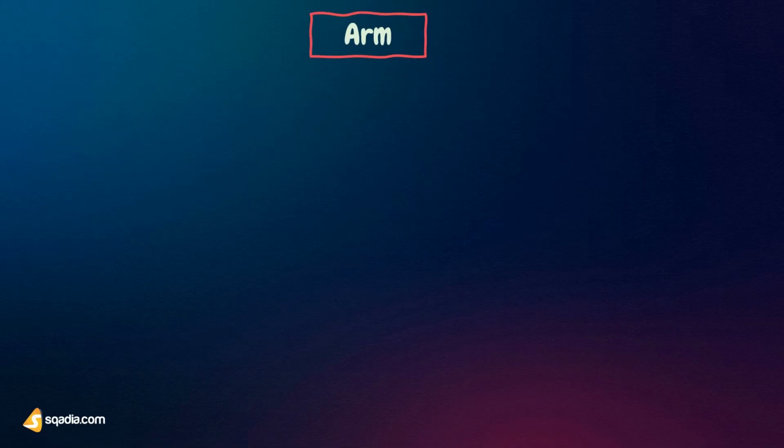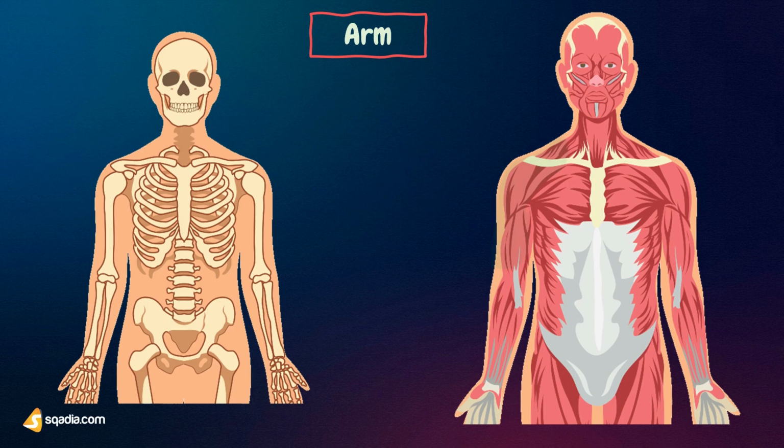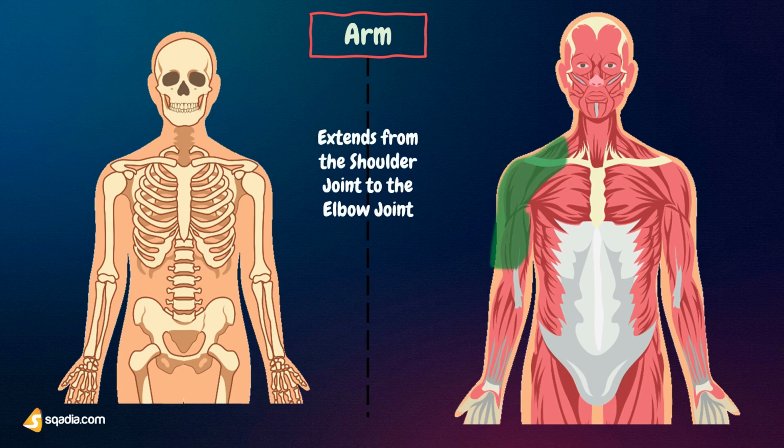In this lecture, what we will be discussing in detail is the arm. The arm extends from the shoulder joint to the elbow joint. The skeleton of the arm is a solo bone, the humerus.